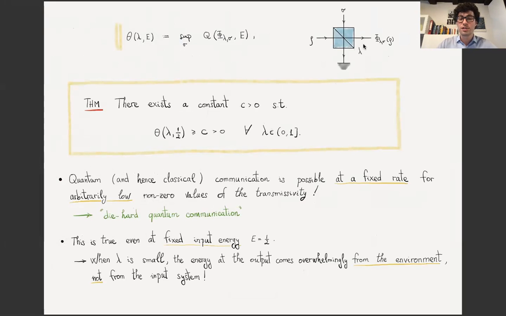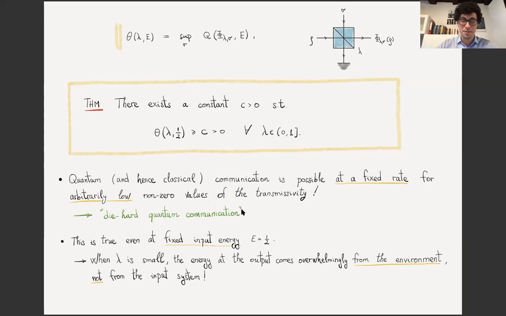But if lambda is very small, even one in a millionth, there is a state sigma that you can input in the environmental modes that makes your quantum capacity larger than a constant. Okay, so that is independent of lambda. That's quite surprising, at least to me. And let me present some of the reasons why this is surprising.